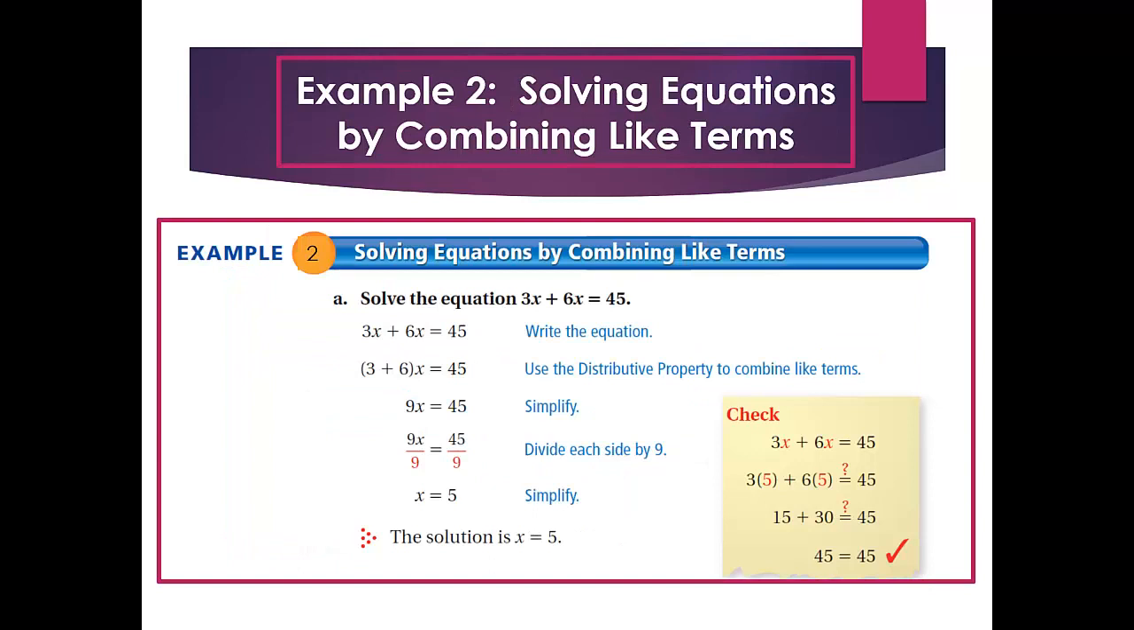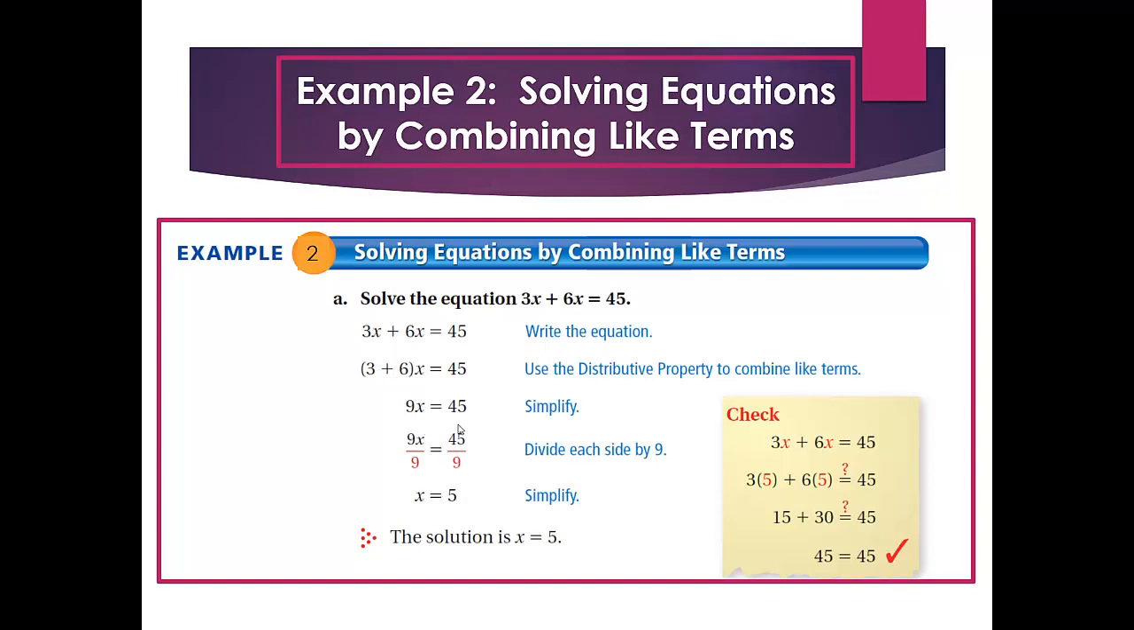So for our second example, we're solving equations by combining like terms. For A, we solve the equation 3x plus 6x equals 45. We're going to combine our like terms. You can see that we have 3x plus 6x. We can combine these by adding 3 plus 6, and that answer would then be times x, and that would equal 45. So 3 plus 6 is 9, so that would give us 9 times x, which is 9x, and that would be equal to 45.